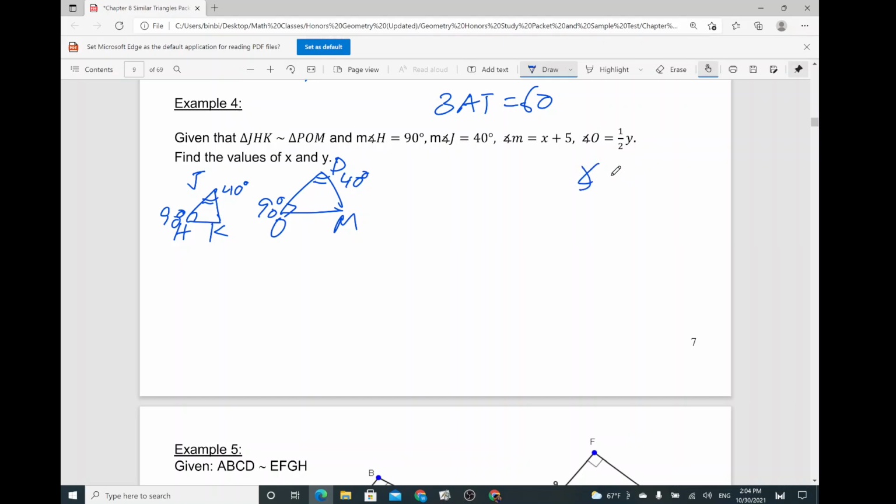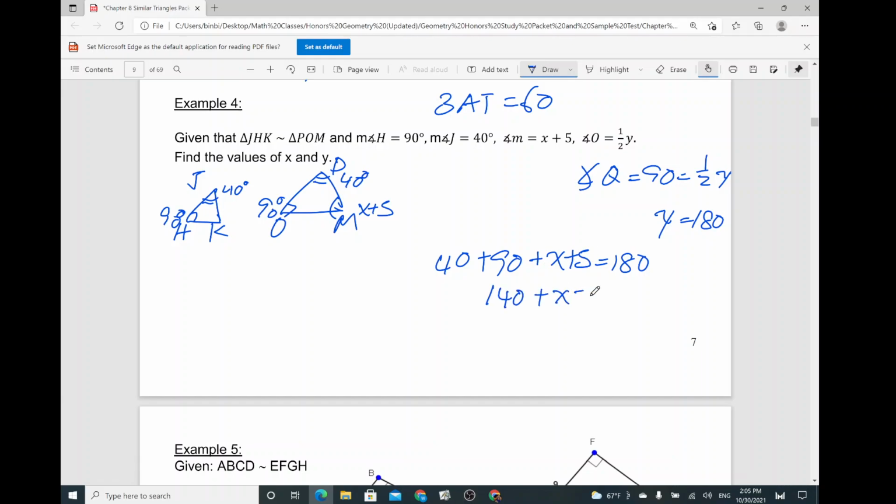So angle Q is 90 degrees. So 90 equals 1/2 y. Solve for y. Multiply by 2, so y equals 180. And then to find x, the measure of angle M is x plus 5. One thing that we notice, triangle sum theorem: 40 plus 90 plus x plus 5 equals 180. Combine like terms, so 40 plus 90 is 130, plus 5 is 135, so 135 plus x equals 180. Subtract 135 on both sides, so we got x equals 45 degrees. x equals 45, just without the unit, because that's just a variable.